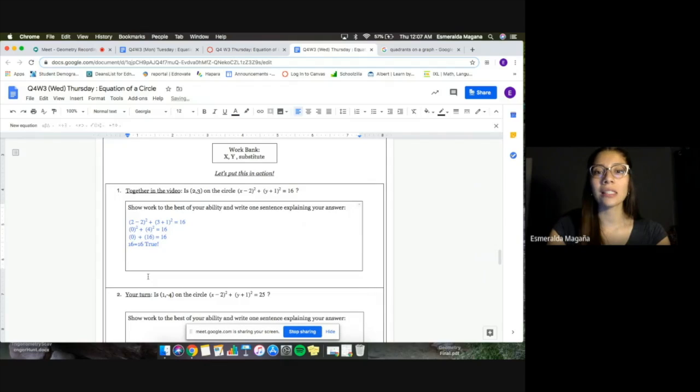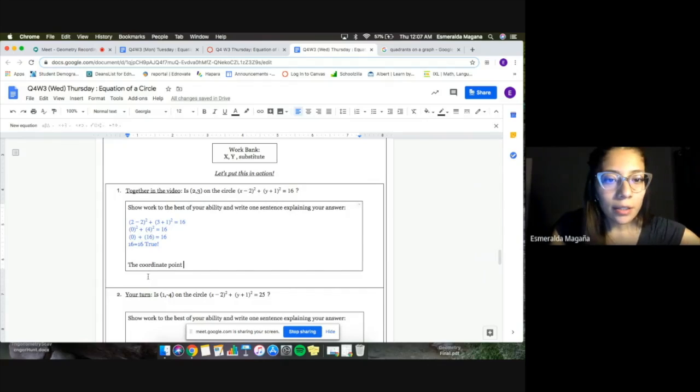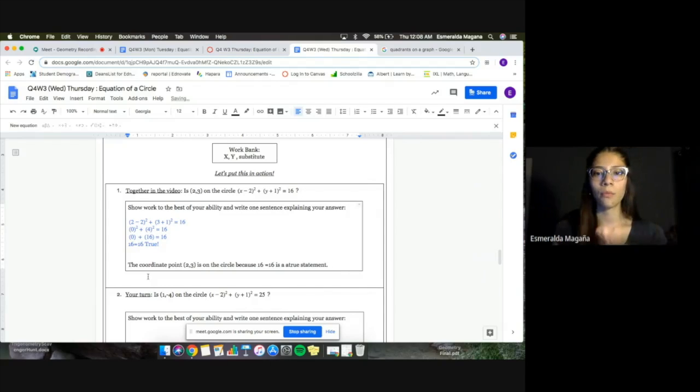So now it does ask us, okay, write one complete sentence explaining your answer. So I would write: the coordinate point 2, 3 is on the circle because 16 equals 16 is a true statement. And bam, we are done. We just proved that 2, 3 is definitely a point on the circle.